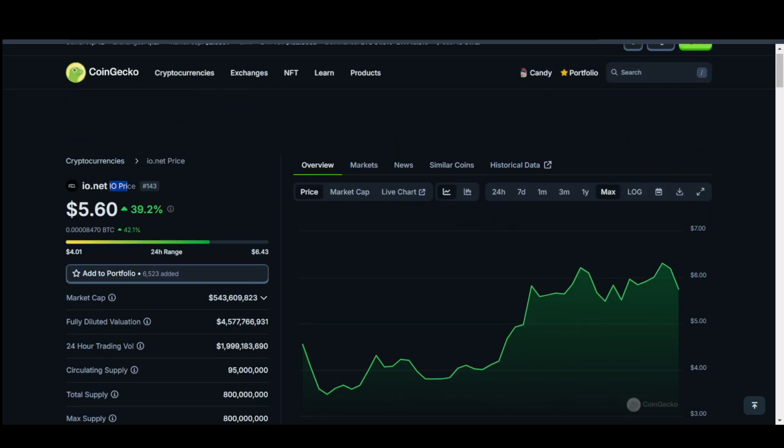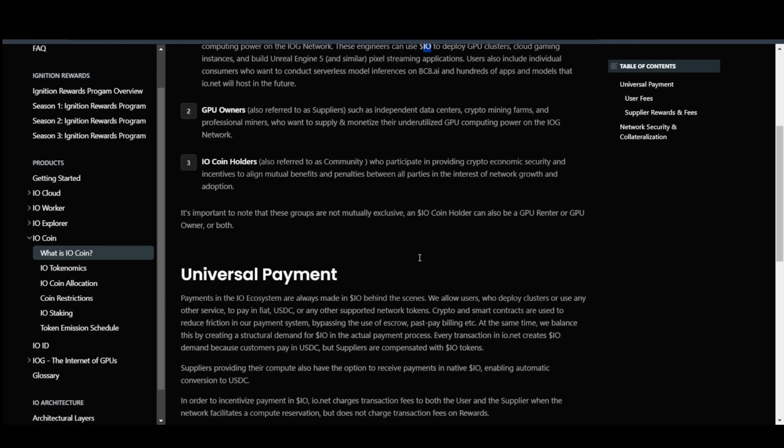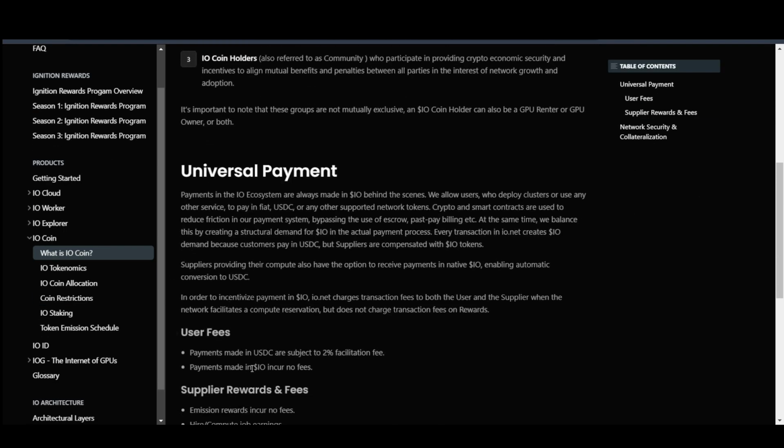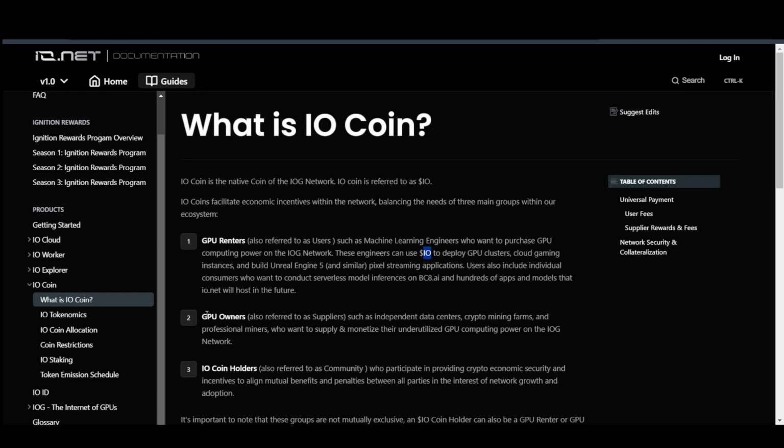Basically, anyone who is looking to use their network requires io coin. All the payments actually do go through io. So even if they pay in USDC, that transaction still goes through io. I think that is the biggest utility that io coin has, and I think that is pretty good for the coin. Besides that, io is also paying out to the GPU owners who are giving out their GPUs' power. So that's pretty good.